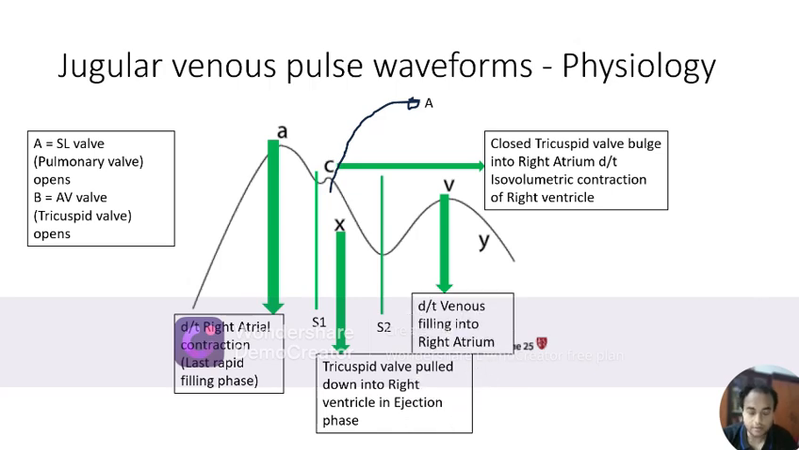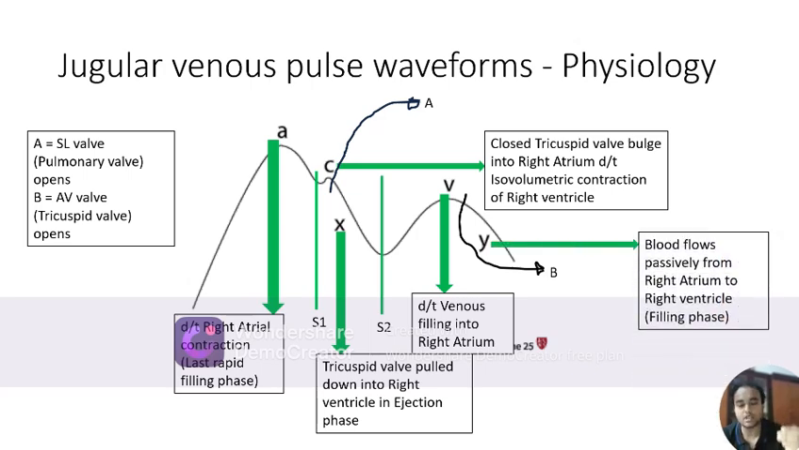This is followed by the V wave, in which the right atrial pressure rises due to venous filling into the right atrium. As the right atrial pressure rises, it gradually becomes higher than the right ventricular pressure, and the AV valve, that is the tricuspid valve, opens at the point B, and blood starts flowing from the right atrium to the right ventricle through the open tricuspid valve, which results in the lowering of the right atrial pressure and causes the Y descent. Therefore, the waveforms in the jugular venous pulse can well be correlated with the events in the cardiac cycle.